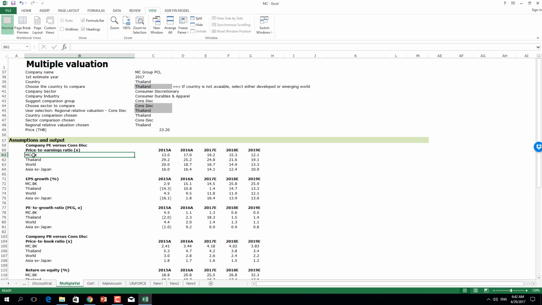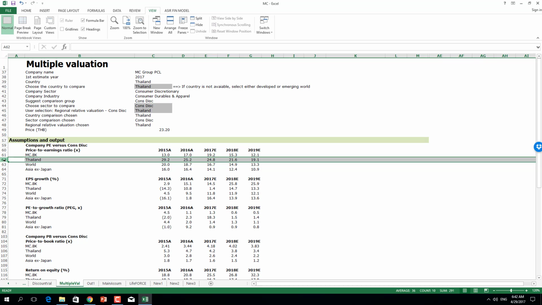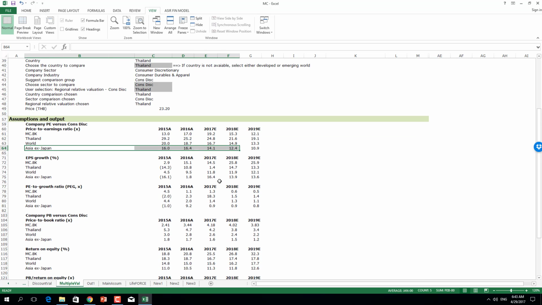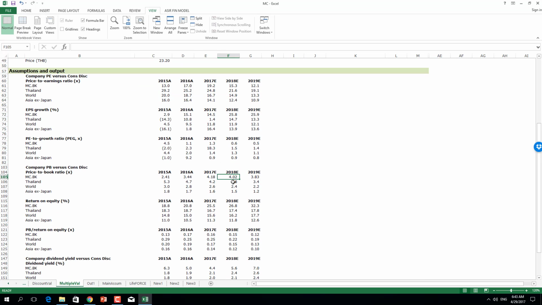Let's take a look at this company. The PE of this company is, let's say for 2017, 19 times. The PE for the consumer discretionary sector in Thailand is 21.6, for this sector across the world it is 14.9, and across Asia ex Japan it is 12.4.